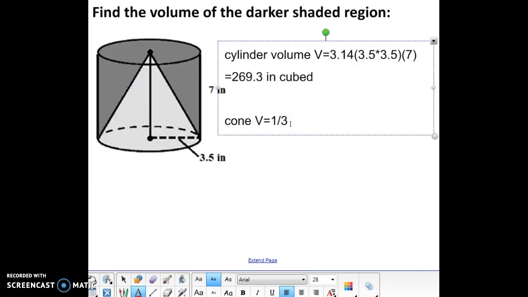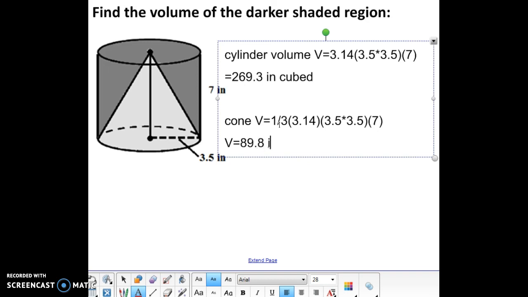So 1/3 times 3.14 times the radius squared times the height. Everything else is kind of the same as the cylinder, except for the fact that it's got the 1/3 in front of that formula. So if we multiply that out, we're going to get that the volume equals 89.8 inches cubed, inches to the third if you want to say.